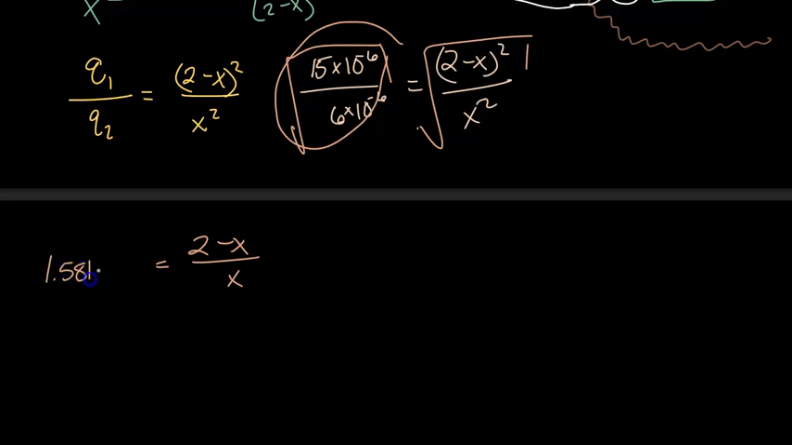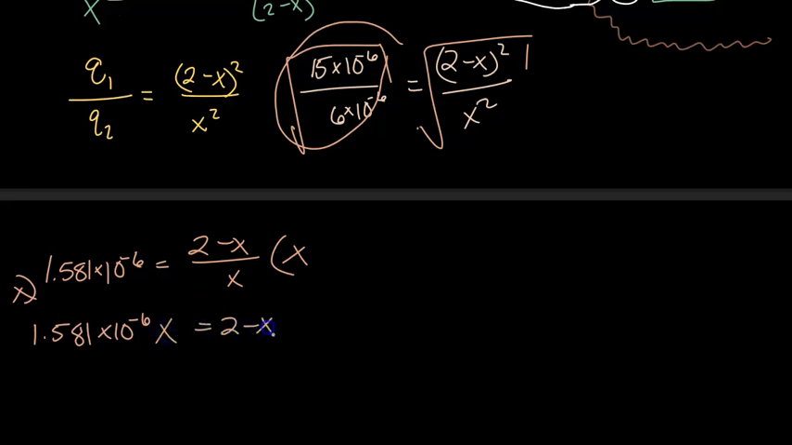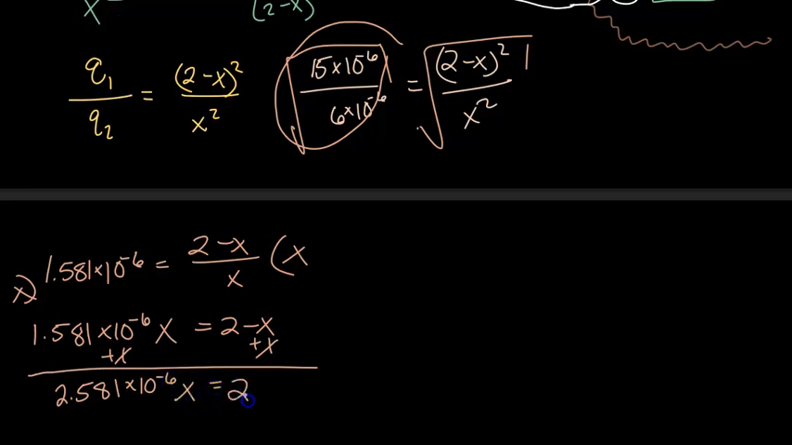1.581 times 10 to the power of negative 6. And from here it is still just algebra. We can multiply out that x on both sides, which gives us 1.581 times 10 to the negative 6 x equals 2 minus x. We add 1x to both sides, which then gives us 2.581 times 10 to the negative 6 x equals 2.